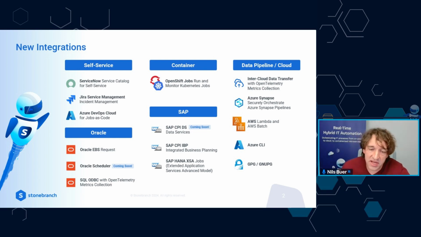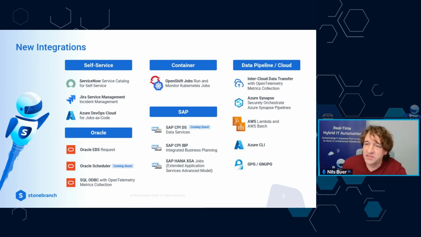And then we also support HANA XSA jobs. So you can also run jobs against your HANA database. And these are called Extended Application Services Advanced Model jobs. Those jobs you can now trigger from our Universal Controller and run them in parallel. This is really a big relief, because the current SAP HANA job scheduler is very basic. It even uses cron notation. Now you can put your HANA XSA jobs in a workflow and do all the things that you do in a Universal Controller workflow.